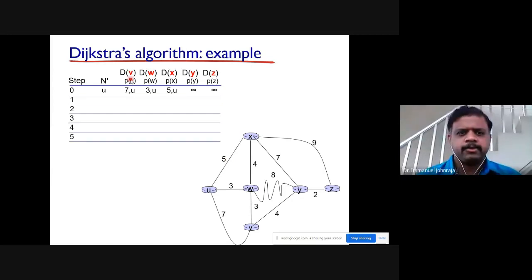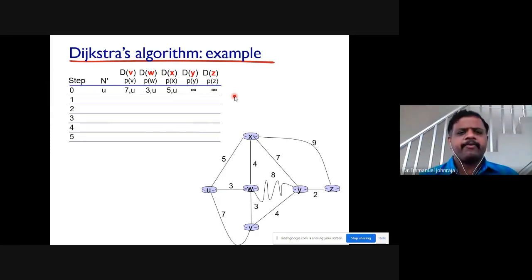All right. So look at this. The distance for v from u is 7 and the predecessor is u. Have you noticed it? Similarly, for w, it is 3 and the predecessor is u. And for x, it is 5 and the predecessor is u. And for y and z, it is infinity. This is your first step. This is how you are assigning the cost. Isn't it simple? Very simple.